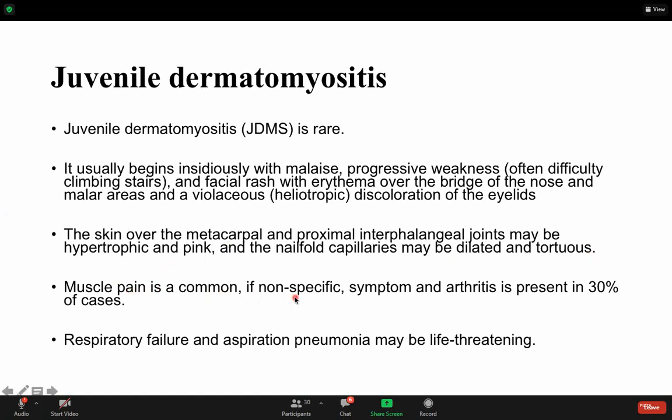Muscle pain is common if non-specific symptoms and arthritis is present in 30% of the cases. من أكثر المشاكل اللي تصير لهم يصير لهم respiratory failure because of the muscle weakness and so they could have aspiration pneumonia and sometimes that is life-threatening and sometimes cause death because of that. فهذا بس المعلومات المكتوبة هي المحتاجة تعرفونها للjuvenile dermatomyositis. Okay.